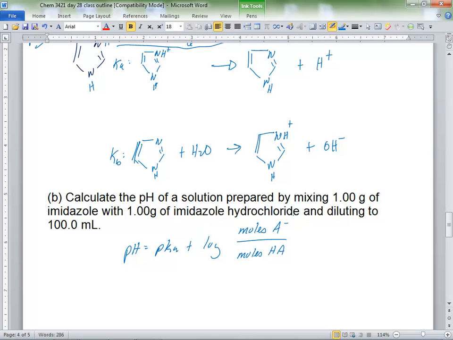A mole bridge is really converting from one compound to another one. This one would just be molar mass, right? Because they told us that we have 1 gram of, which one is the conjugate base again? Imidazole. So just convert 1 gram into moles. Put that up here. The hydrochloride, same thing, right? So we're going to need that chemical formula that I think Monica was talking about.